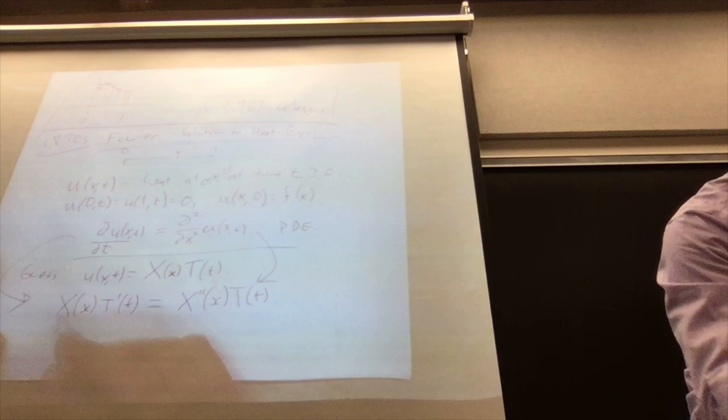Okay, let's try the other one. X of 1 is equal to X of 0, which is 0. So that's this constant A, and then I have e to the root c minus e to the minus root c. If A is 0, the whole solution is 0. That's stupid. We don't want that.